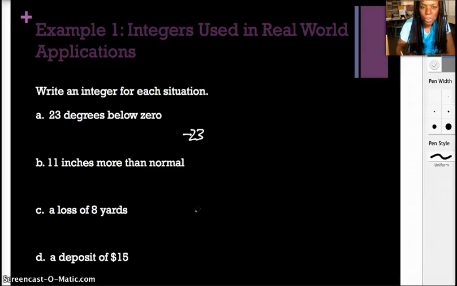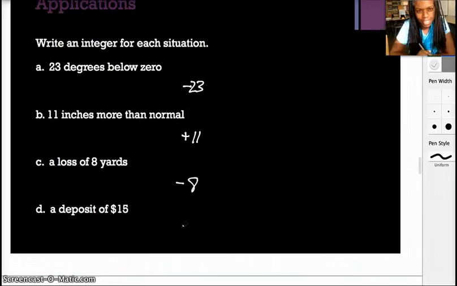11 inches more than normal. Considering normal is something that we expect, we kind of think of that as 0, and if we're talking about 11 inches above, we're talking about +11. A loss of 8 yards. When we refer to things that are lost, that's a negative situation, and we're subtracting or taking away, so that's a -8. And finally, if somebody wants to deposit money into your account, a deposit of $15 is a positive thing, and so we put +15.